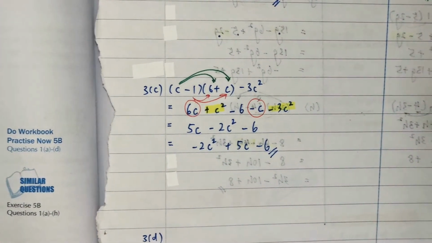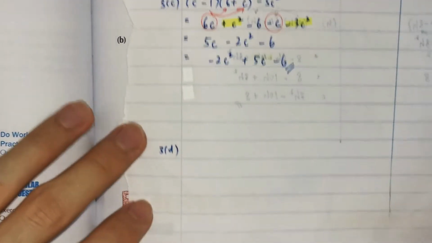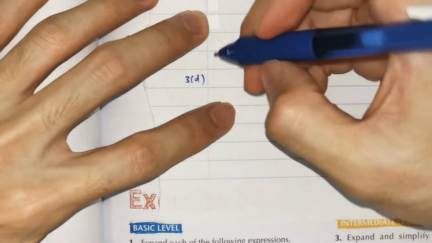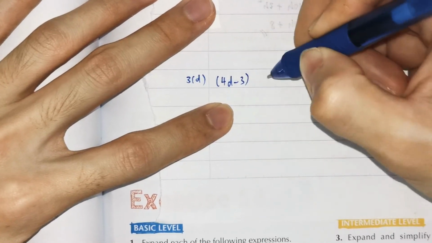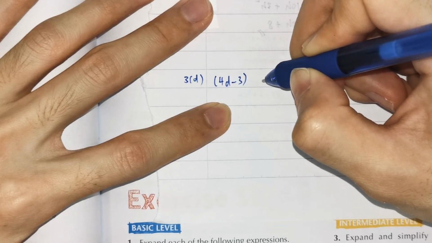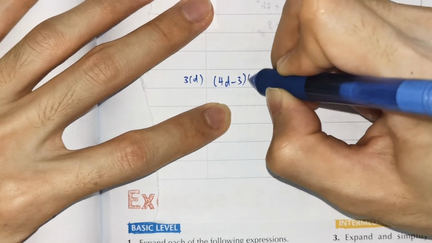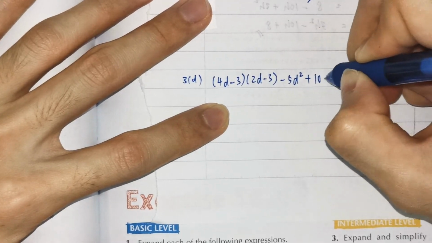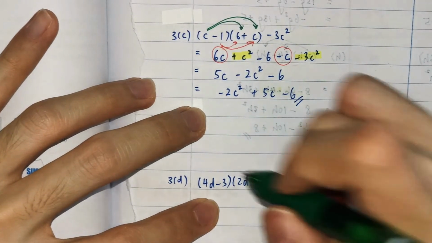Okay, so for those who don't need to circle or highlight, you can just do it directly. So let's look at question 3D. So question 3D is a bit up level, but don't worry, you can do it. (2d minus 3)(2d minus 3 minus 5d squared plus 10d). So same thing, do the rainbow method.